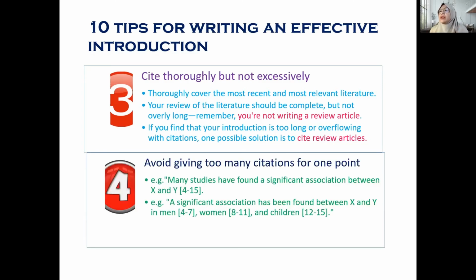Avoid giving too many citations for one point. For example, many studies have found a significant association between X and Y, and you cite 10 articles for this. So this is not right. Instead: a significant association has been found between X and Y in men, let's cite 3 articles, for example, women 8 to 11 and children 12 to 15. So this is okay.